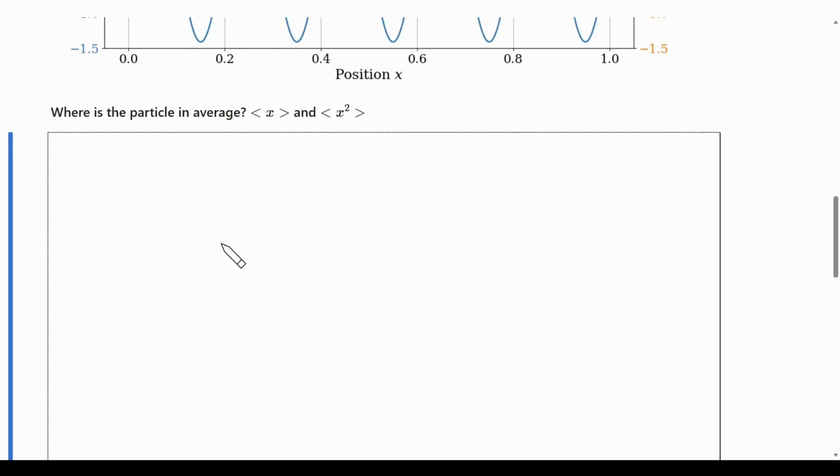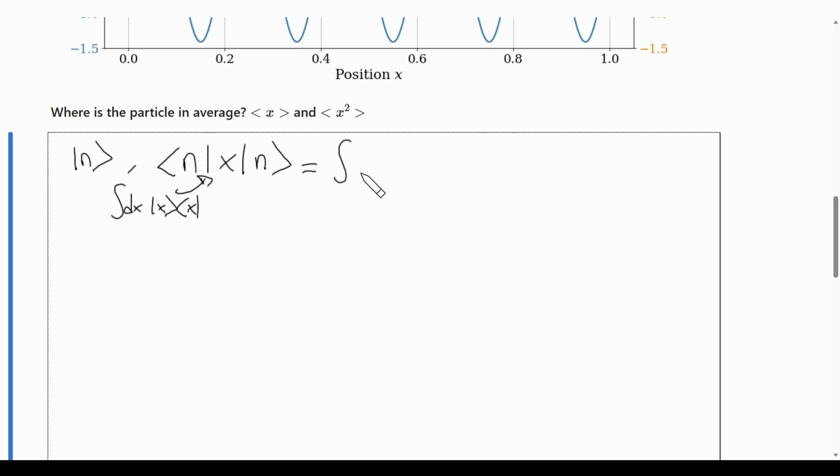Where is the particle on average? So now that we have the wave functions ψ_n, labeled by the quantum number n, we can compute the average position in these eigenstates. To do that, we do the usual trick: we insert the identity here.